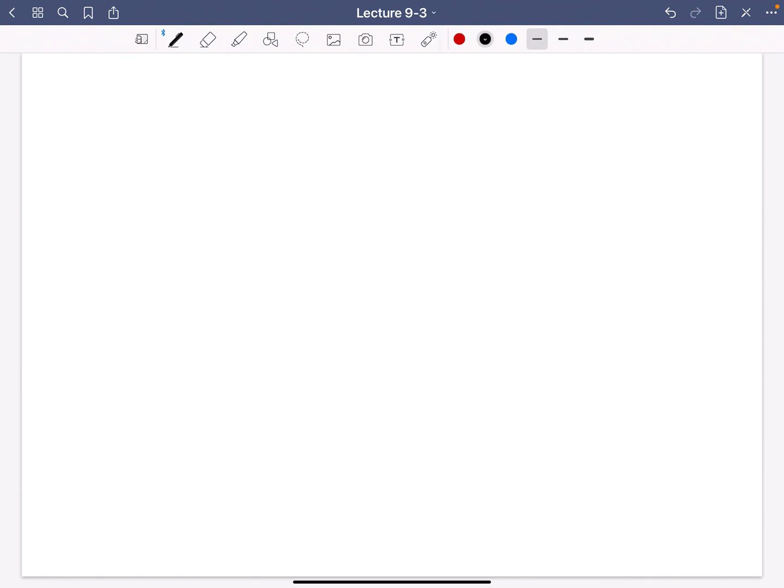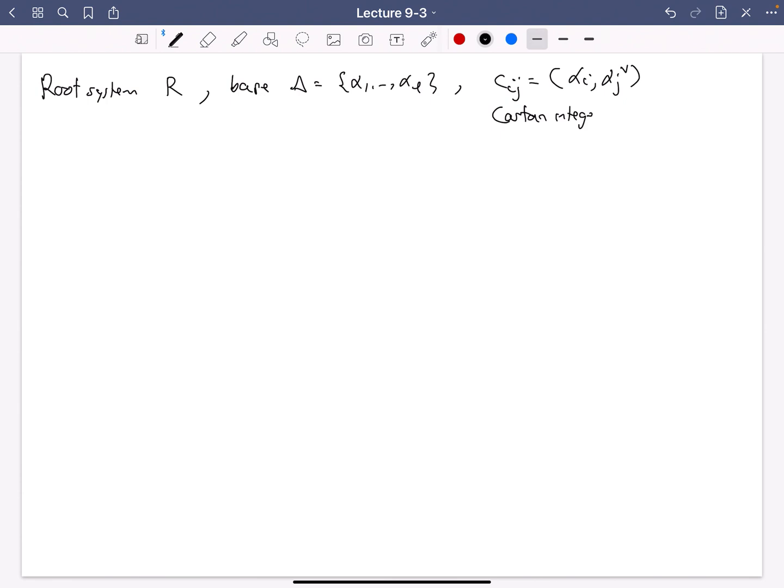I'm going to try to prove Serre's theorem then. So we've fixed a root system and a base. And I'm using the notation C_ij for the inner product of alpha_i, alpha_j check. So these are the Cartan integers, or the Cartan matrix for this root system. And I'm using, as I said before, Humphreys' convention. I think more modern books transpose this matrix compared to the convention I'm following. Anyway, here's the theorem, Serre's theorem.